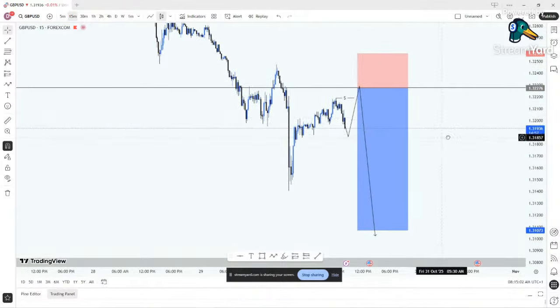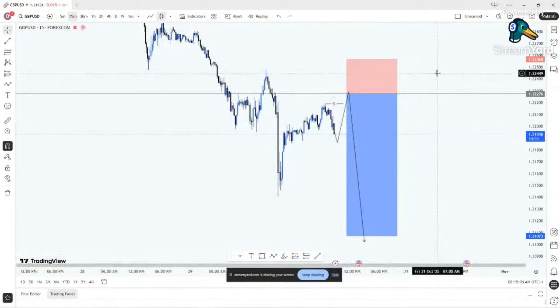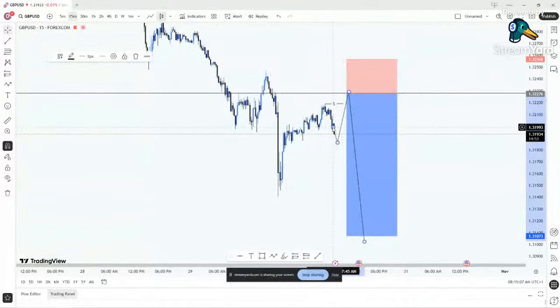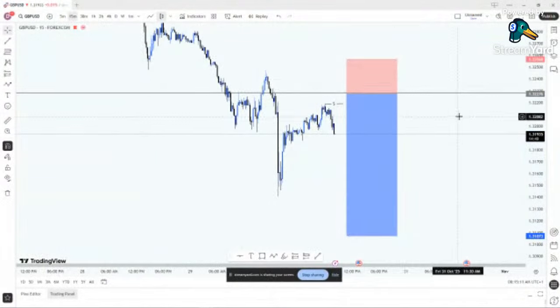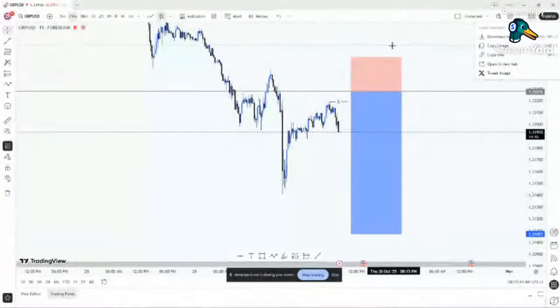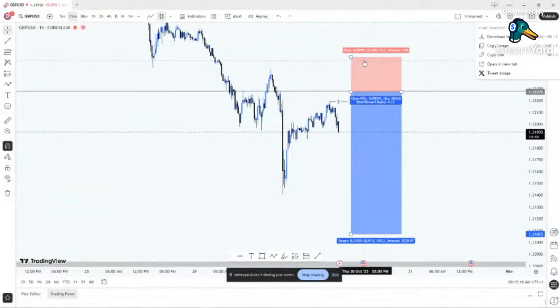Now, this is what I have on GBPUSD. So I'm going to drop this view for you guys, and then let's see if it will come back to activate us and then go as we are expecting.